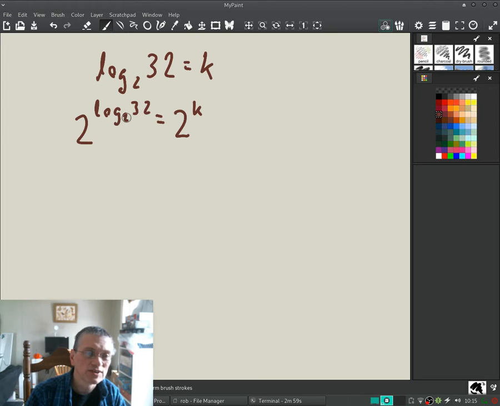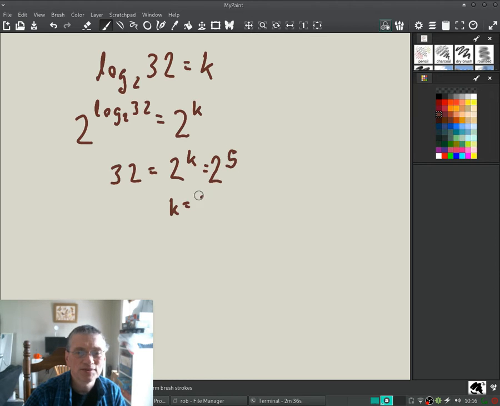These are inverse functions. 2 to the log base 2 of 32 ends up being just 32. And this equals 2 to the k. Maybe that's a little easier to look at. We say 2 to the what equals 32. Let's see, 2 to 1 is 2, 4, 8, 16, 32. That equals 2 to the 5th. So here we see k equals 5.